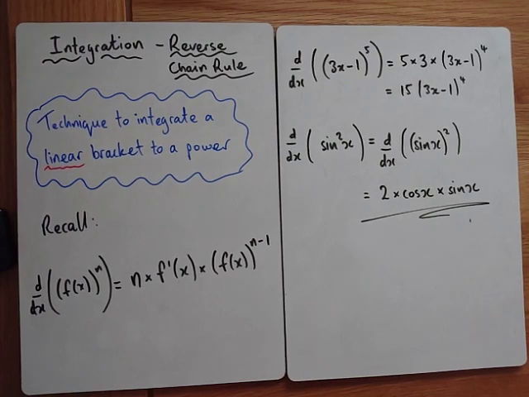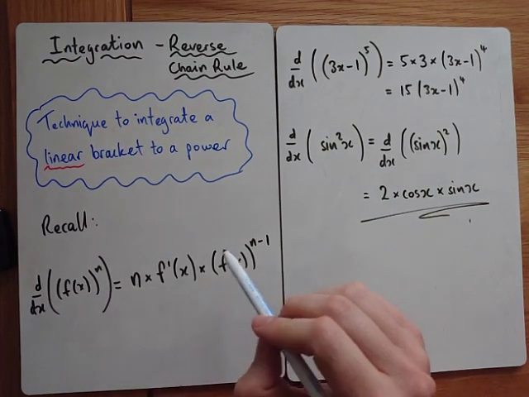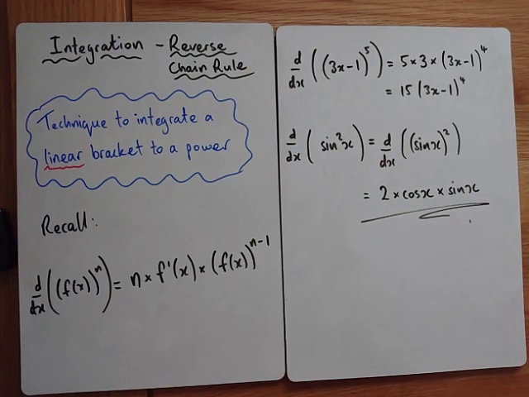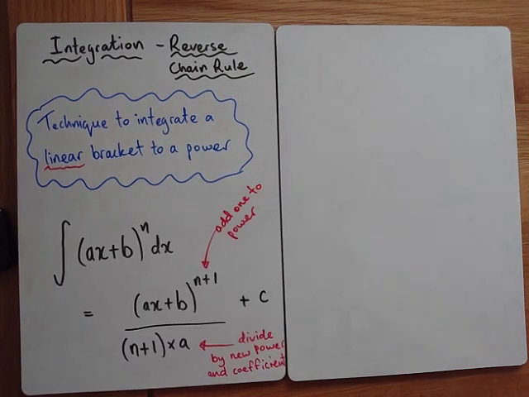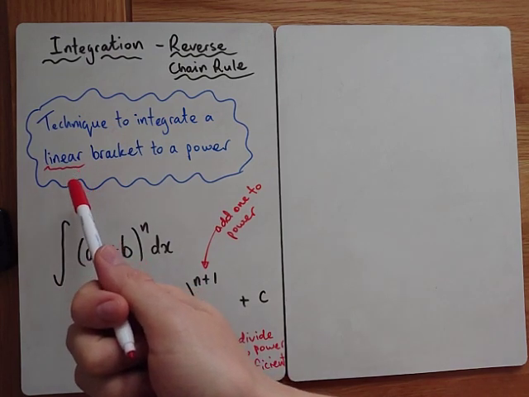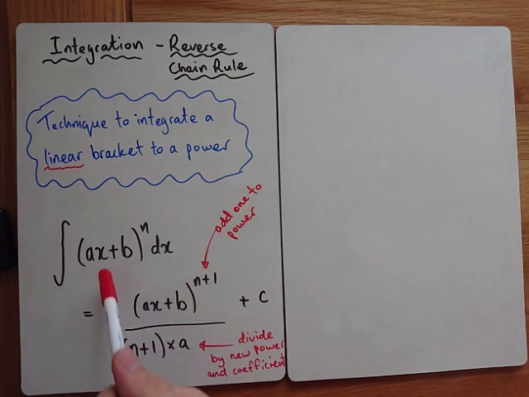Okay, so if we want to integrate, we need to think about how would we reverse the process. What's the opposite of times by the power, times by the derivative, take 1 off the power? You might want to pause for a second and just think about maybe how you could reverse the process. Okay, so the way that you might want to think about it is if we were trying to integrate a linear, now when we say linear we just mean a straight line equation, so ax plus b. Okay, this will only work for linear functions. We'll talk more about that later.